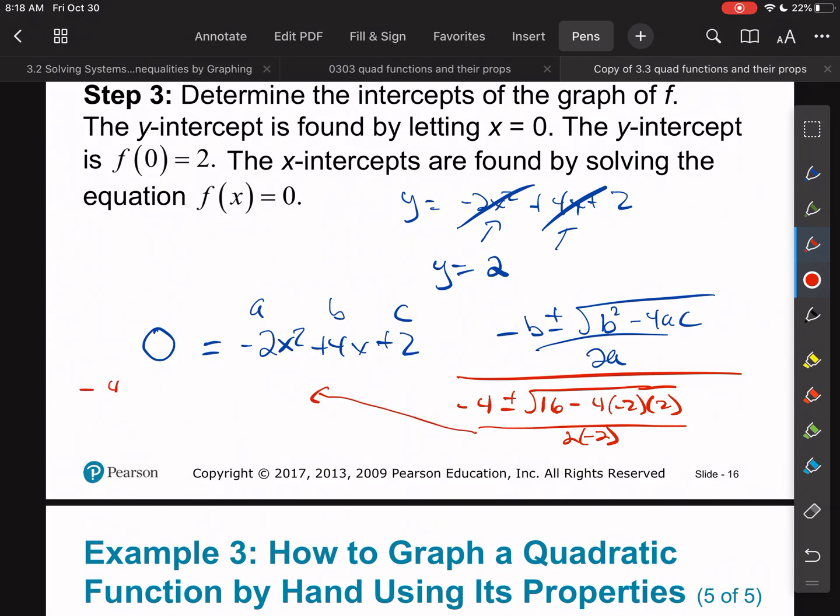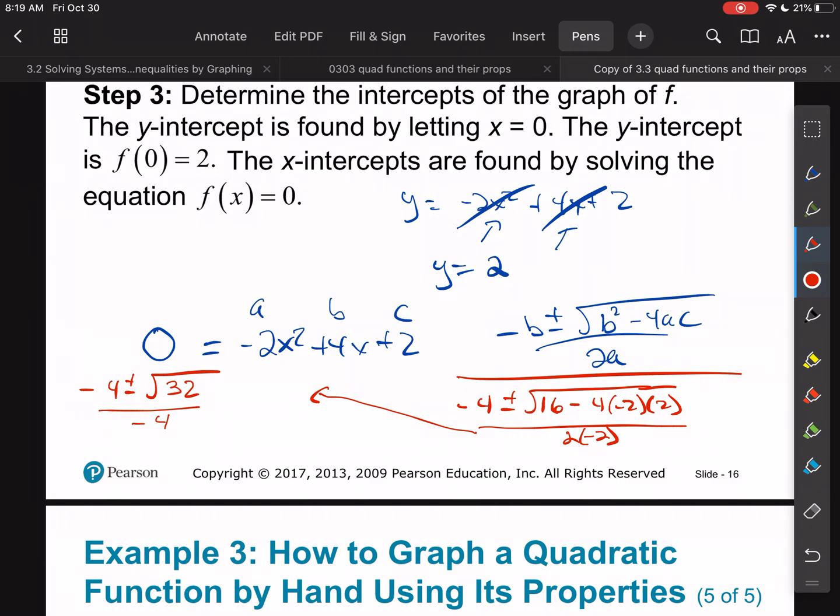So we have negative 4 plus or minus the square root of 16 minus 4 times negative 2 times 2. So 4 times negative 2 is negative 8, times 2 is negative 16. Okay, so I have 16 minus negative 16, which is the square root of 32, and that's all going to be over negative 4.